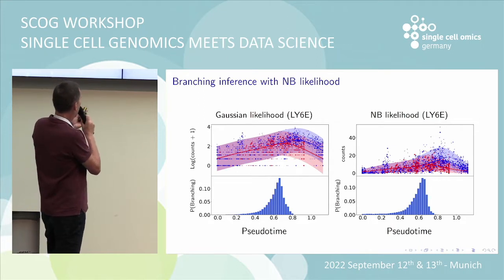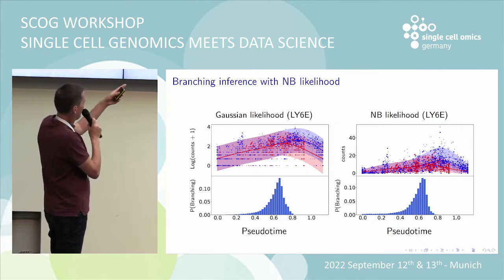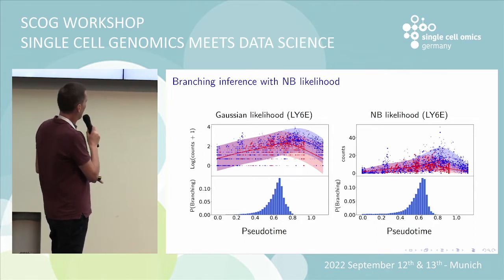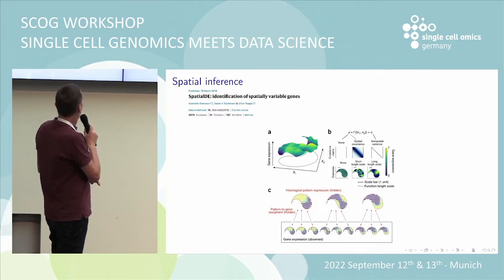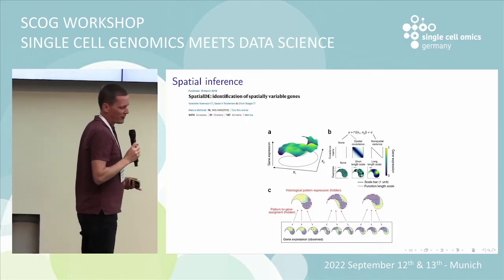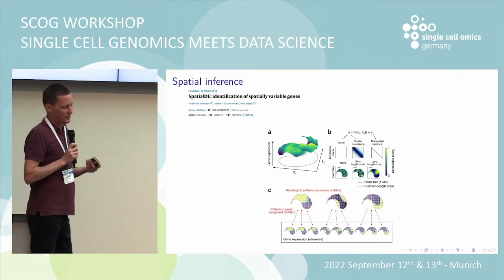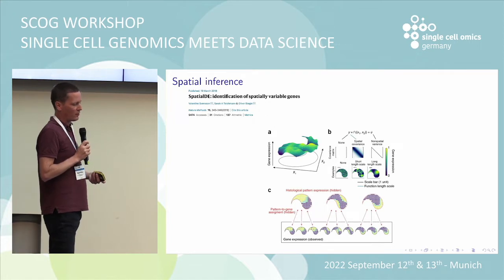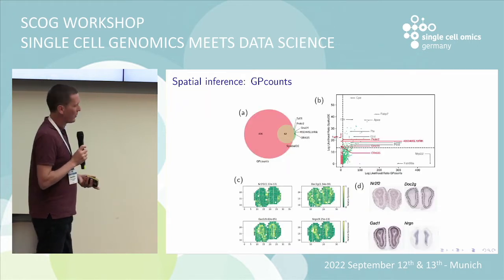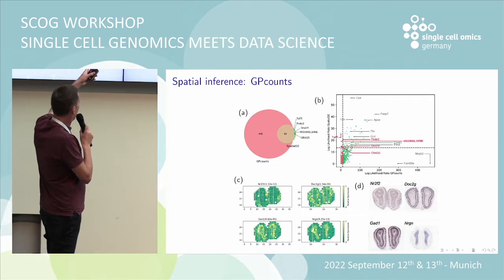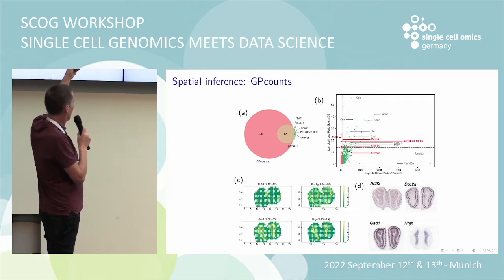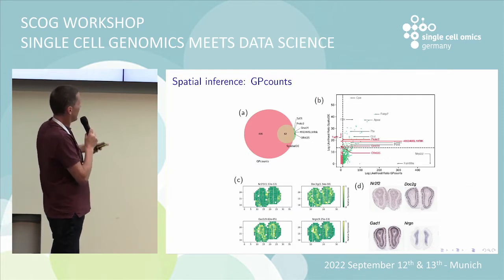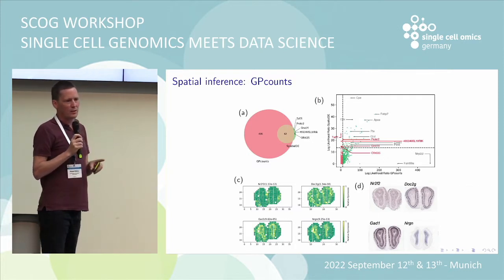So you can do branching inference with the counts likelihood, and you get much more plausible, credible regions on the data. It doesn't really change the branching time inference too much. And you can also do spatial variations. So spatial DE was a package that used Gaussian processes with a Gaussian likelihood, and then we just sort of plugged in this negative binomial likelihood, and it improves the kind of detection, so you get many more detections of plausible spatially variable genes. And the ones that it excludes tend to be really low counts ones.